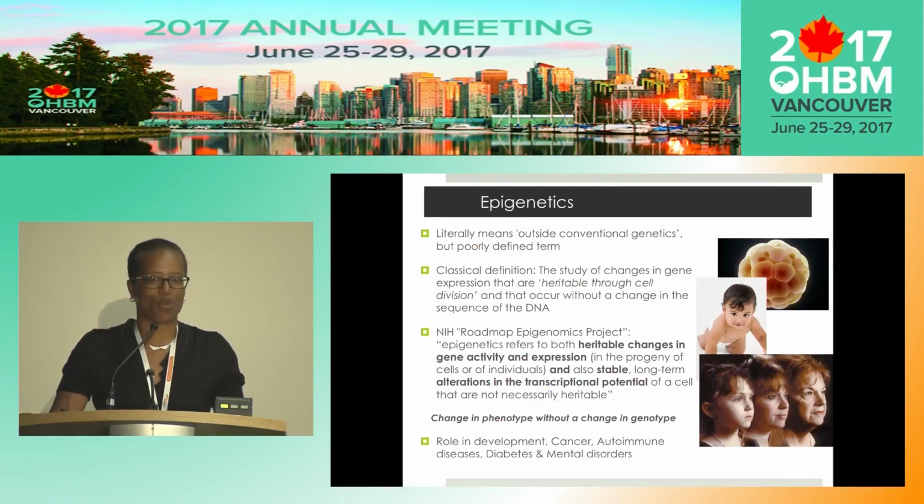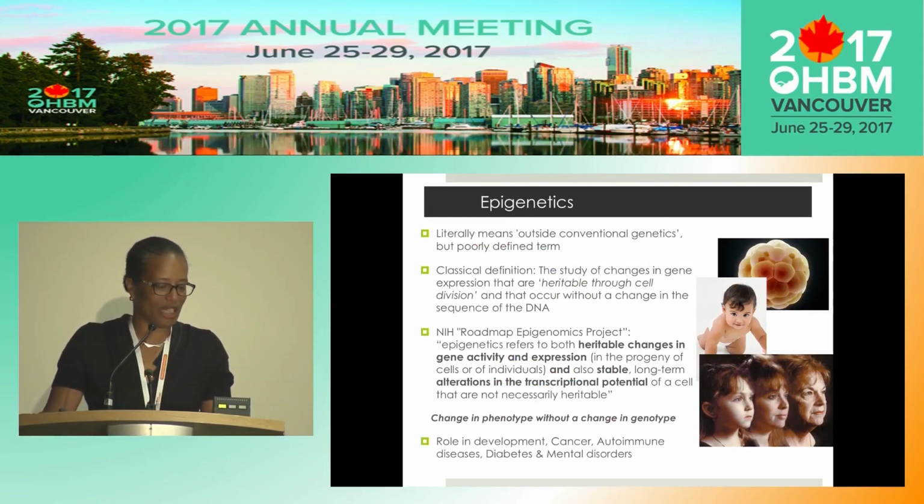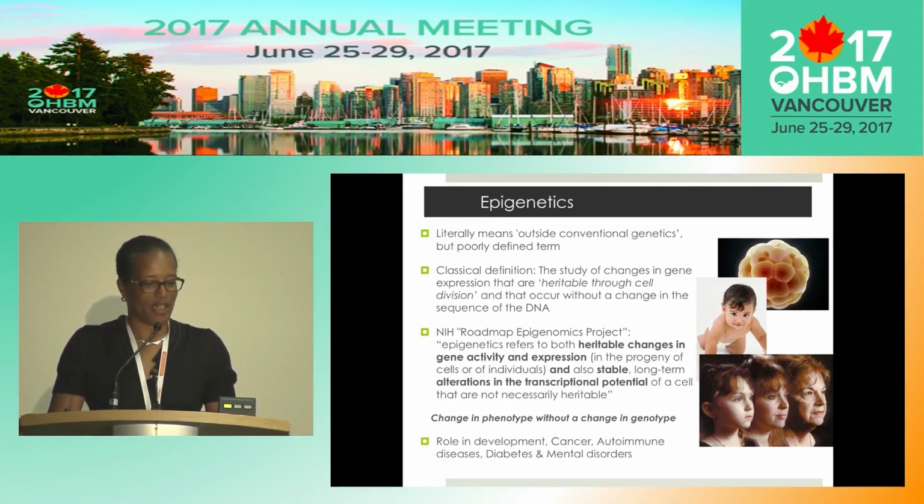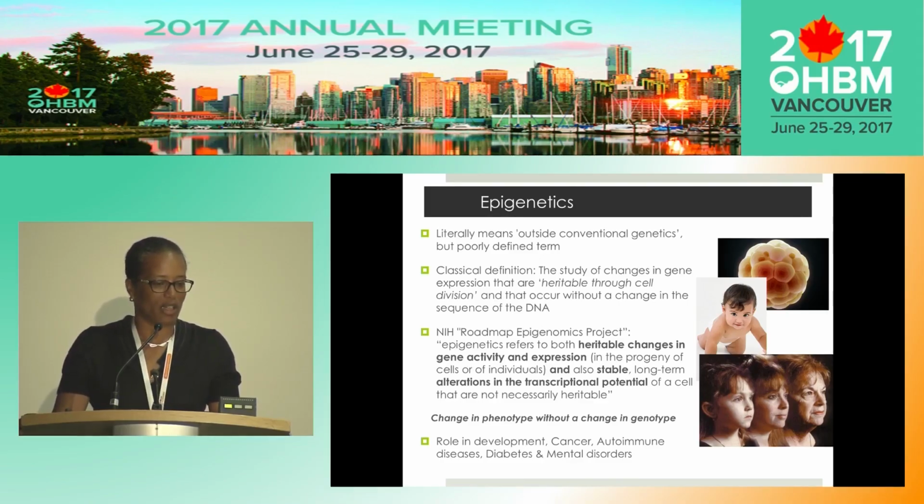So this is probably the most complicated slide, trying to agree on a definition of what epigenetics is. Literally, if you try to ask what this means, it would mean outside conventional genetics. So forget about the SNPs and the other genetic variants that you've heard previously, and think about something else. One early definition of epigenetics has been that it is a study of changes in gene expression that are heritable through cell division and that occur without a change in the sequence of DNA.